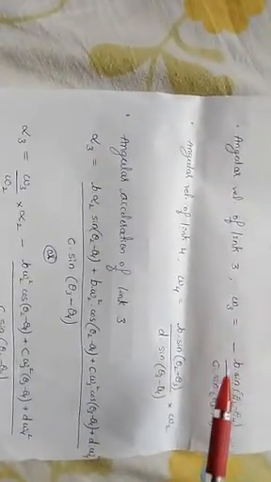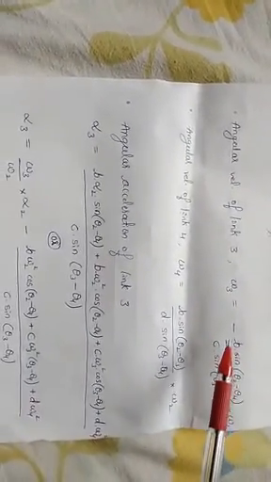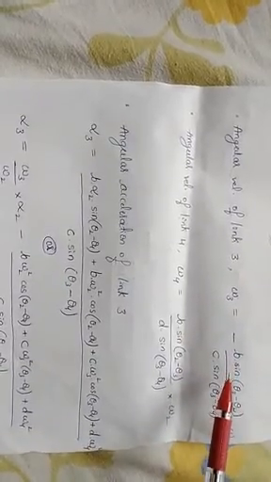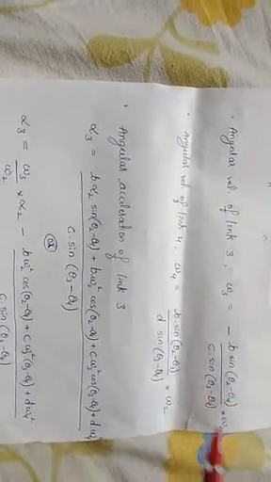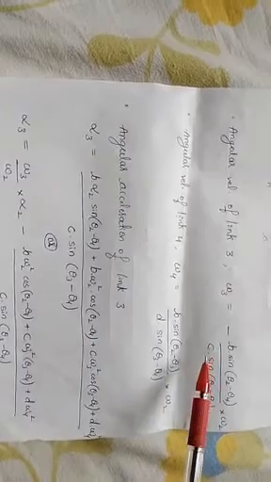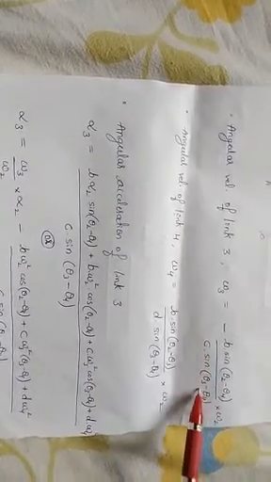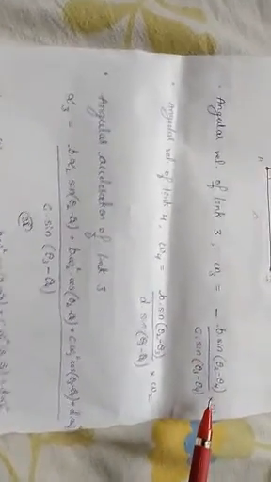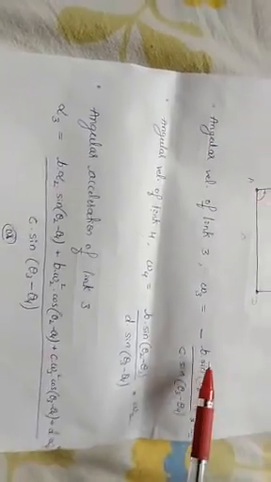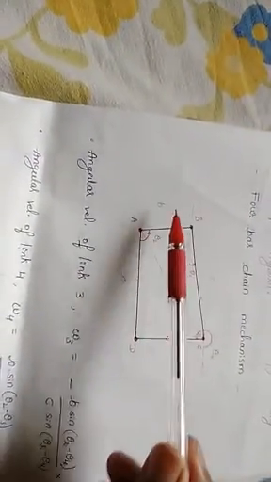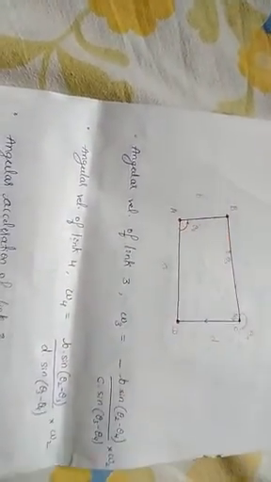Angular velocity of link 3, that is this one, C. Omega 3 equals minus B sine of theta 2 minus theta 4, divided by C into sine of theta 3 minus theta 4, into omega 2. Here B means the length of this crank.